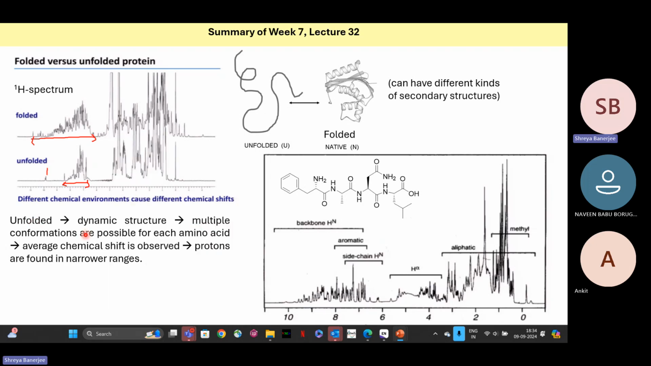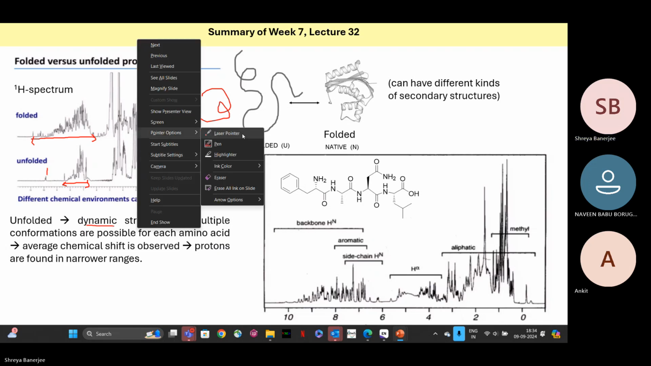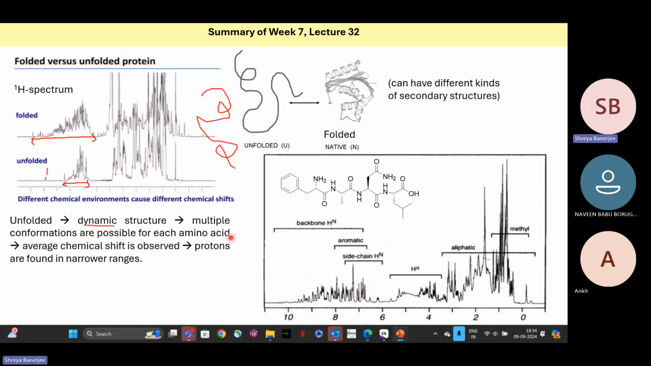So why is that? Basically, the unfolded structure is a very dynamic structure, meaning that it can exist. So this is one unfolded structure. You can have another unfolded structure, something like this. The point is that there is not one unique unfolded structure. The unfolded state can exist in many different structures. So it's a very dynamic molecule. That is, multiple conformations are possible for each amino acid. Because of that, since so many conformations are possible, all the amino acids kind of merge into a narrow range. And that is the basic difference between your folded and unfolded protein NMR.